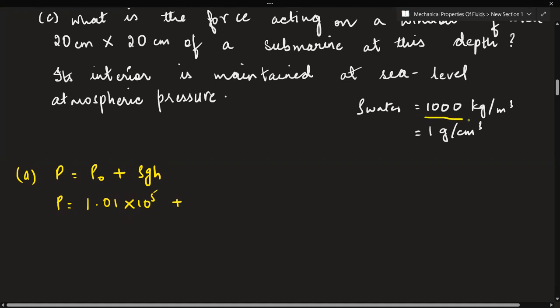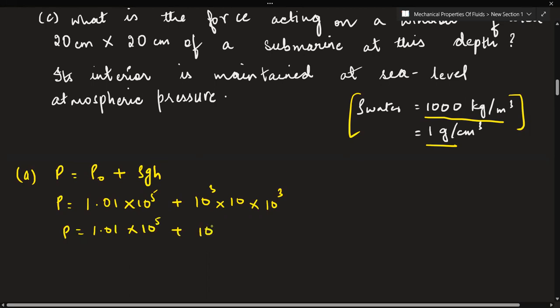Density of water is 1000 kg per cubic metre, and you have to remember this value for water. So that is 10 to the power 3. Acceleration due to gravity is 10. And height is also given to you, 1000 meters. So this would be equal to 1.01 into 10 to the power 5 plus 10 to the power 7. This whole quantity is 10 to the power 7, so this would be 1.01 plus 10 to the power 2, multiplied by 10 to the power 5.